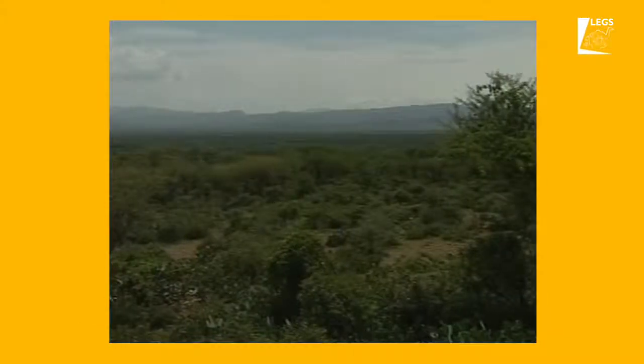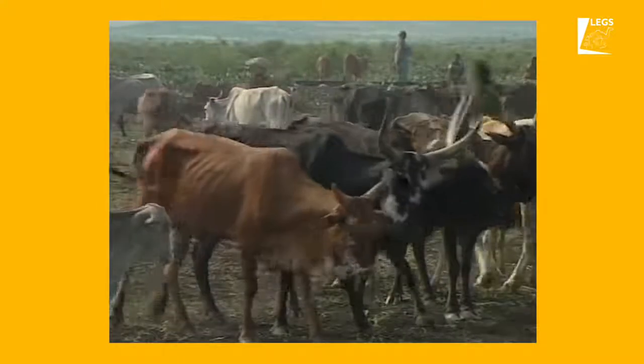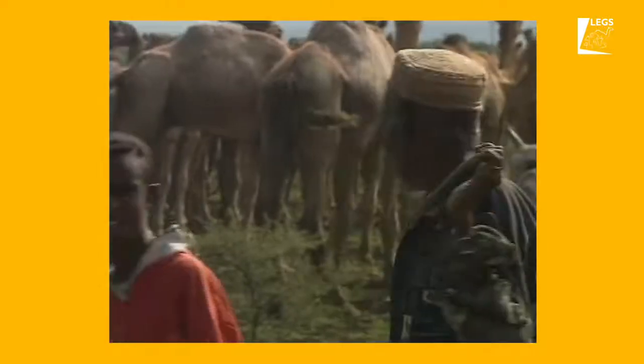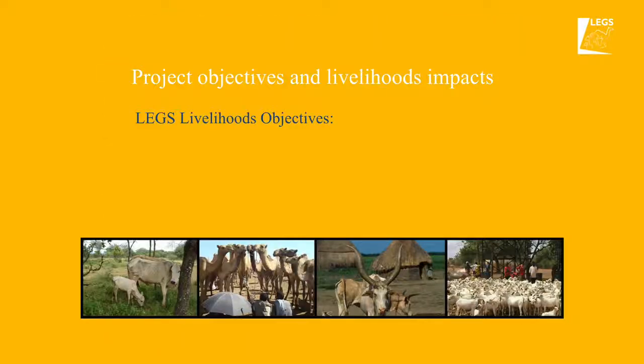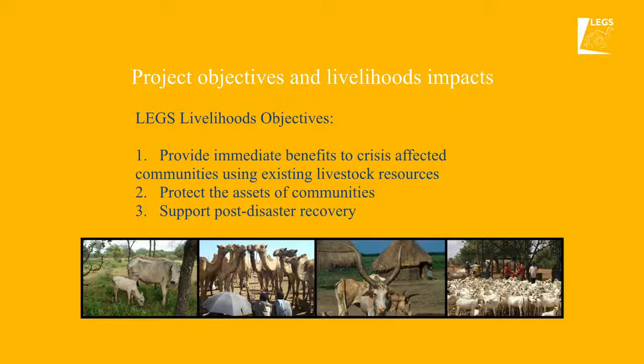LEGS is based on the idea that by supporting livestock in emergencies, we assist people who own or use livestock. With this approach in mind, LEGS uses livestock projects to achieve one or more of 3 main livelihoods objectives. We can provide immediate benefits to crisis-affected communities using existing livestock resources, or protect the assets of communities, or support post-disaster recovery. When we design projects with these objectives in mind, we found that people find it easier to measure the impact of the projects if the objectives are clear.